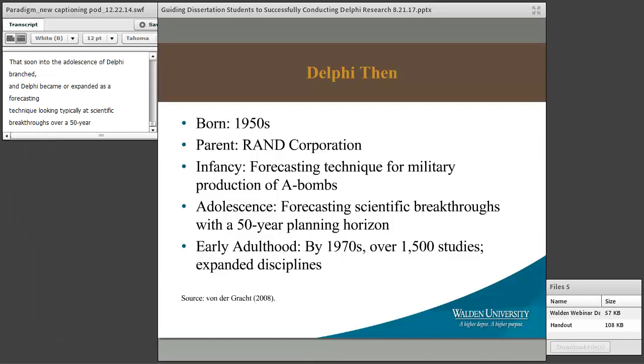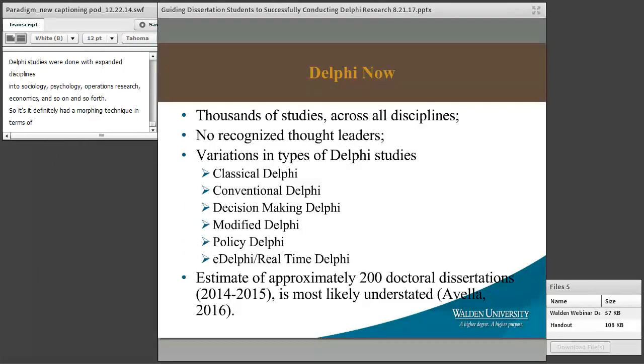And as Delphi began to morph and grow in age and moved into early adulthood, by the 1970s, over 1,500 Delphi studies were done with expanded disciplines into sociology, psychology, operations research, economics, and so on and so forth. So it definitely had a morphing technique in terms of utilization and scope. Delphi today, there are thousands of studies. I went in to try to even find a number, but everything is so broken down by discipline that it was virtually impossible to do that.